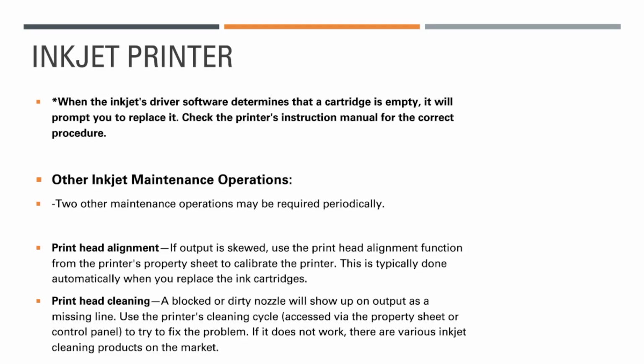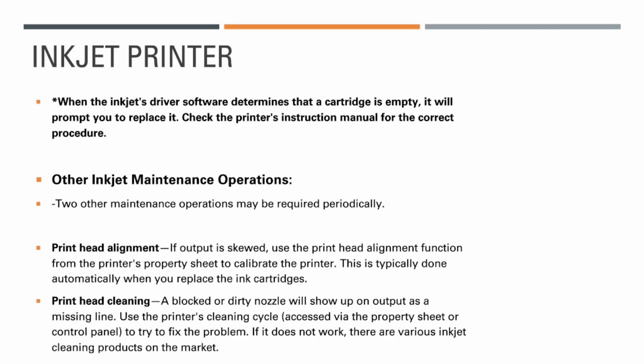When the inkjet's driver software determines that a cartridge is empty, it will prompt you to replace it. Check the printer's instruction manual for the correct procedure. Other inkjet maintenance operations. 2 other maintenance operations may be required periodically. Printhead alignment. If output is skewed, use the printhead alignment function from the printer's property sheet to calibrate the printer. This is typically done automatically when you replace the ink cartridges.